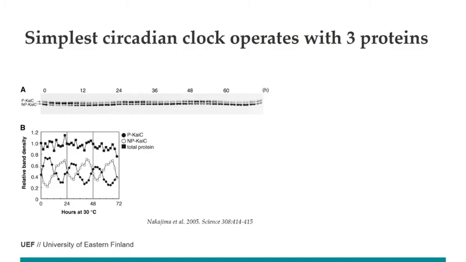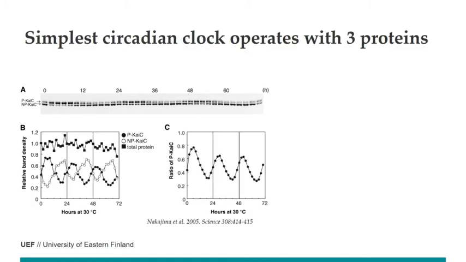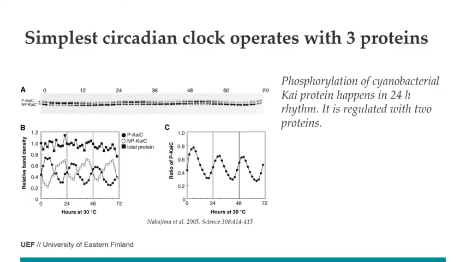And then when comparing this phosphorylation, we can measure how many percent of this protein is phosphorylated at a certain time of the day. And you can see that the maximum is maybe 80% and the minimum is about 30%. So the phosphorylation is about a 24-hour cycle, and it's not in the animal, it's in the cyanobacteria. Pretty simple organism, and it's regulated with 2 proteins.